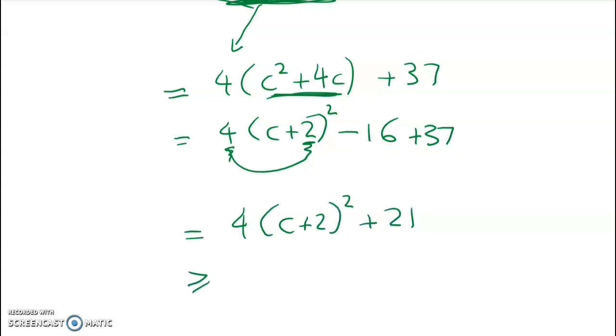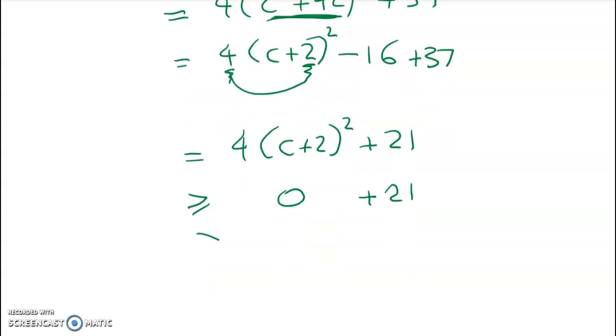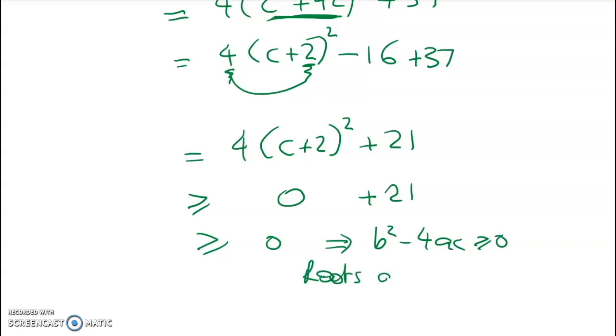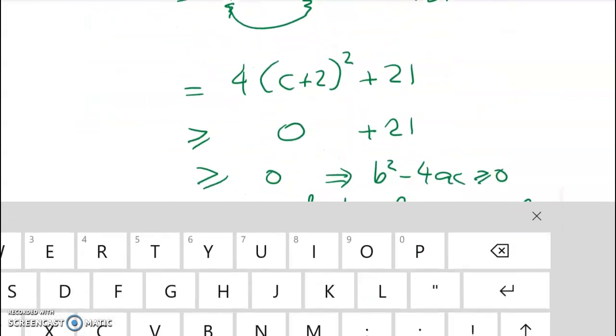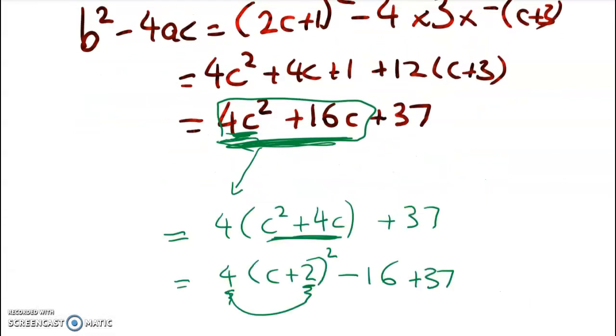And that's greater than or equal to 0 plus 21, which is greater than or equal to 0. So we have shown that b squared minus 4ac is greater than or equal to 0, and roots are always real. Okay, so it doesn't matter what value of c we've got, we will end up with a positive number. So not even a 0, a strictly positive number. Right, that's all for that question.